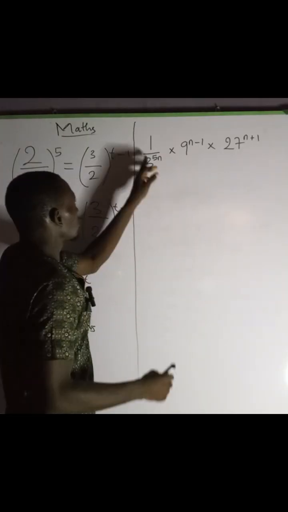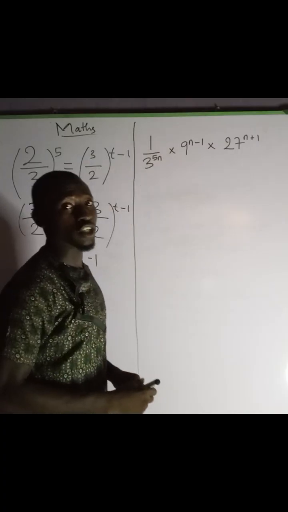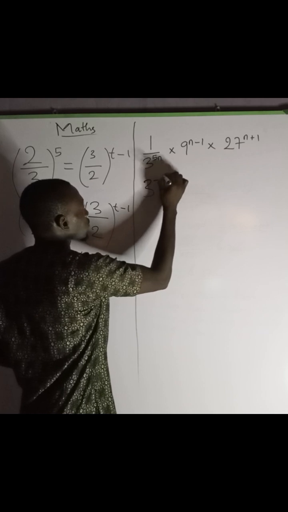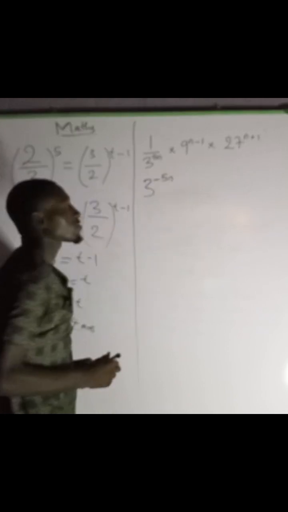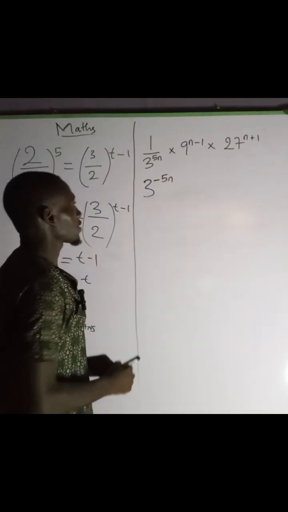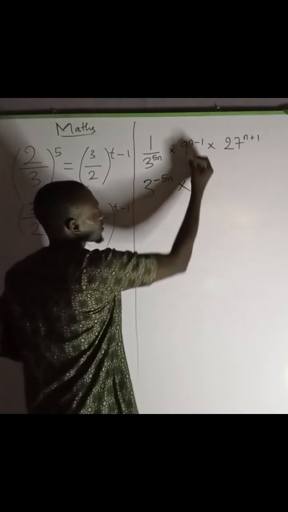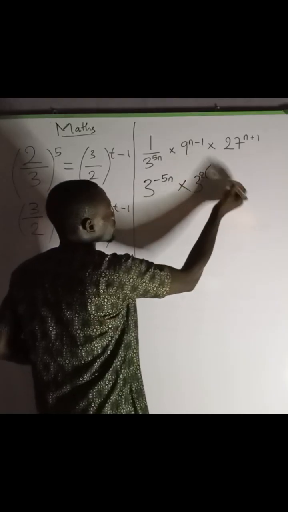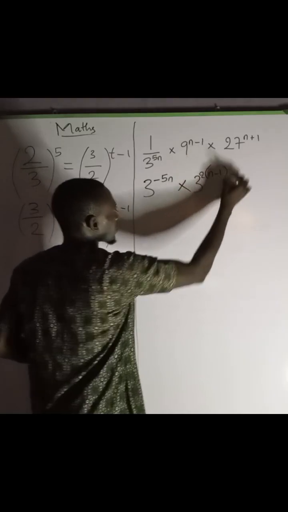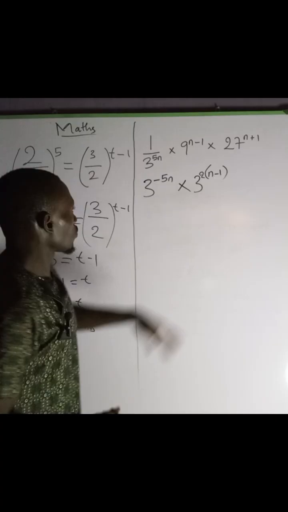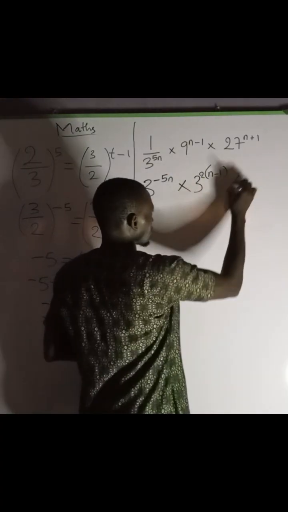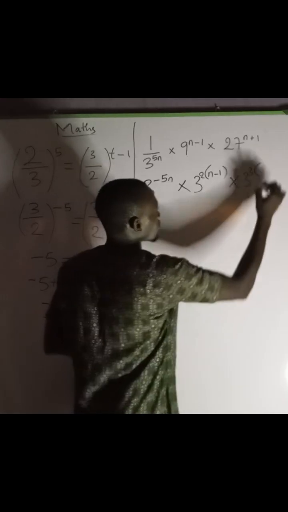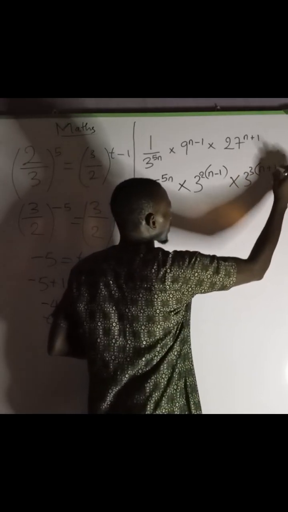Having said that, this 1 over 3 is going to be changed to a minus. We now have 3 raised to power minus 5n, times 9, which is 3 raised to power 2, in bracket you put n minus 1. Then bring your times. 27 is 3 raised to power 3, in bracket you put n plus 1.